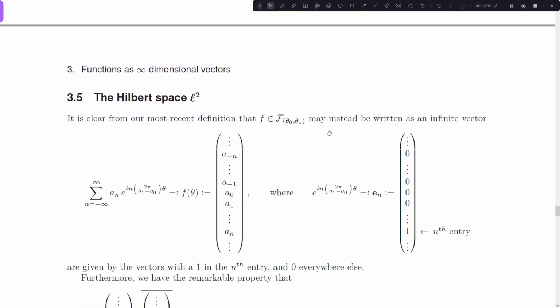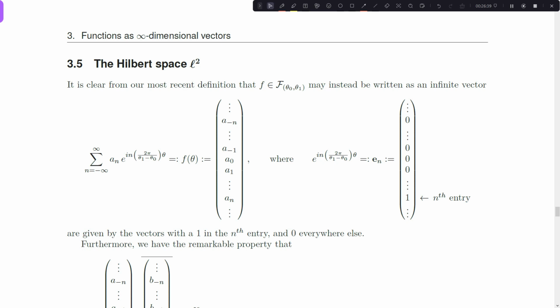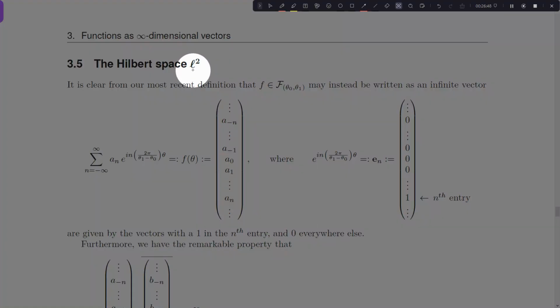Okay, moving on to the next section. I'm just going to talk very briefly, this is a very short section because I know this video is getting a little long. I'm going to talk briefly about what we call the Hilbert space little L2. Okay, so this is a little script L2, and it is a Hilbert space.